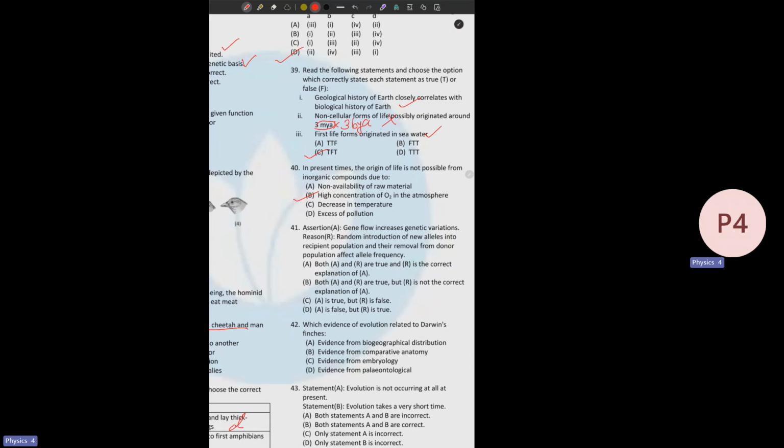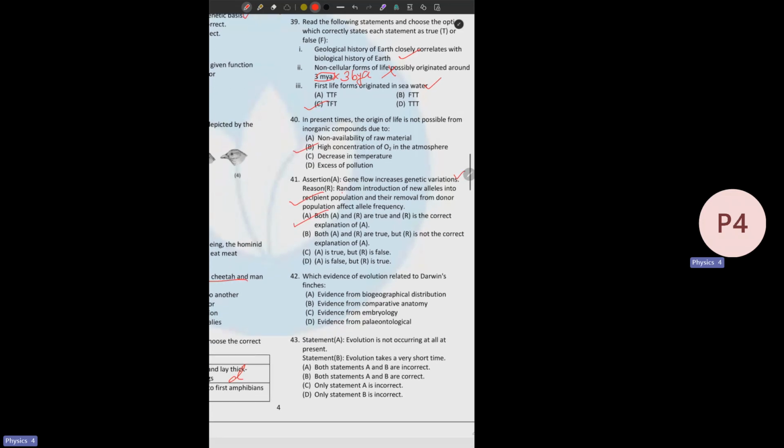Assertion: gene flow increases genetic variations. Of course, the more the gene flow, the more the genetic variations will be there, right? Because new genes are being introduced, so new variations will also be getting introduced. Now, random introduction of new alleles into the recipient population and their removal from the donor population affect allele frequency. Of course, this is what I was telling earlier. So here it is the correct explanation also.